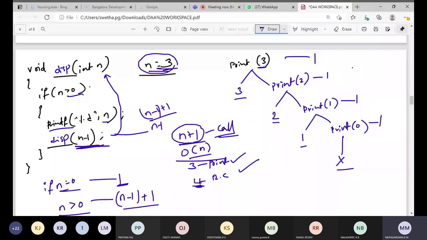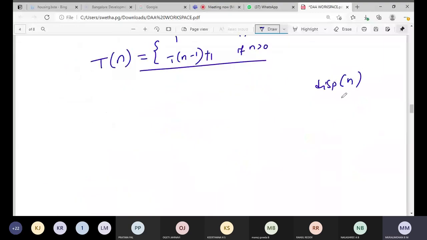See, I will put it in simple terms. Here display of n is there, and inside that you are calling display of n minus 1 again. So for this I will make n minus 1 calls, plus 1 call for n. It is nothing but n minus 1 plus 1. That is the total amount of time we are taking. Am I clear?